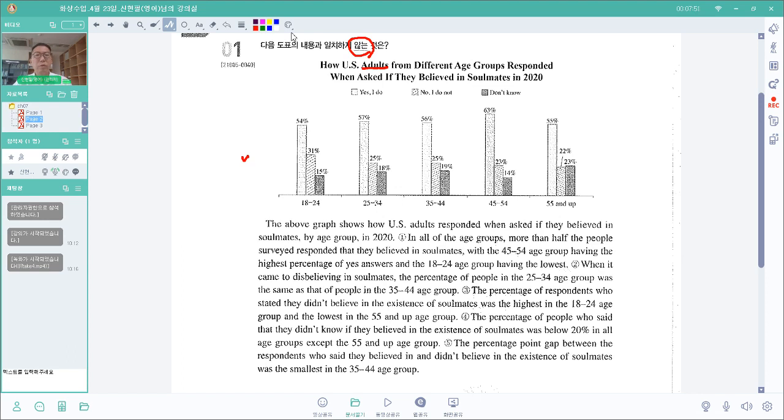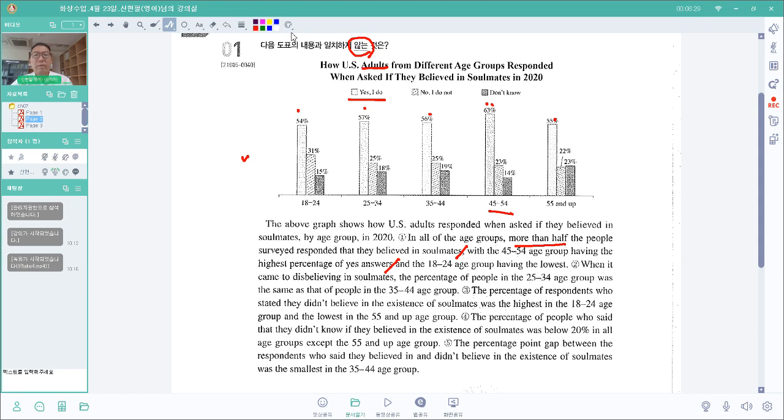So in all of the age groups, more than half the people surveyed responded that they believe in soulmates. So more than half of the people in all age groups. So we have more than half, more than half, more than half. They all believe in soulmates, right? With the 45 to 54 age group having the highest percentage of yes answers. So 45 to 54 has the highest yes answers. Yes, they have the highest, and the 18 to 24 age group having the lowest.